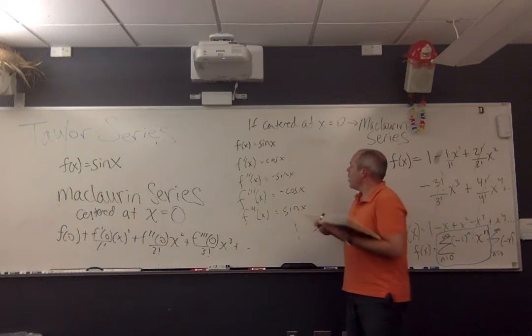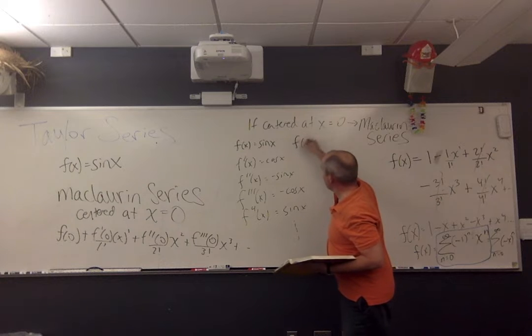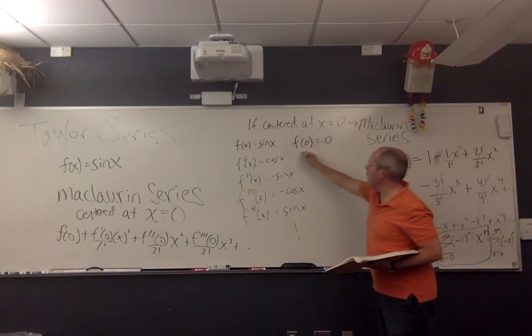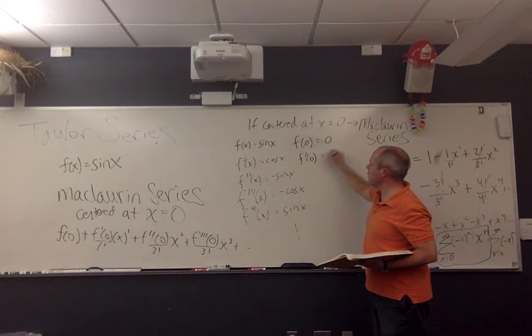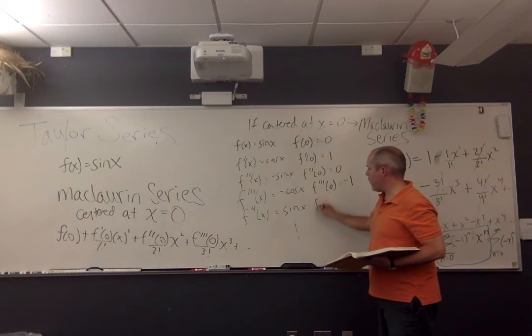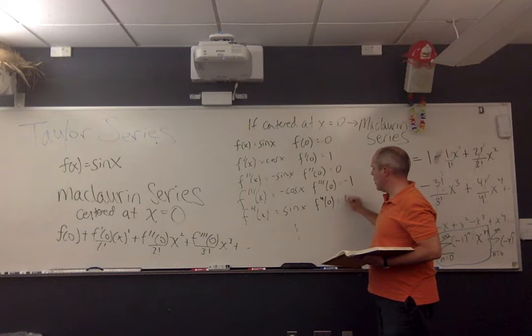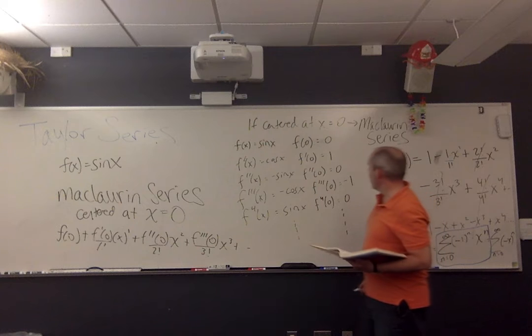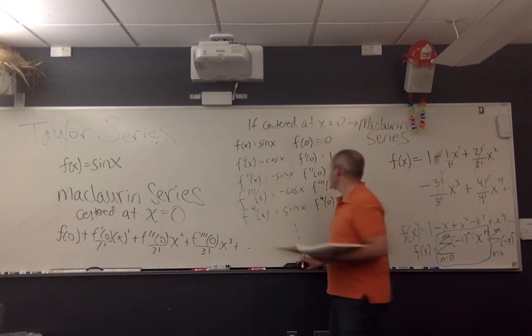Now, what's f of 0 here? It's going to be 0. Sine of 0 is 0. Good. F prime of 0: cosine of 0 is 1. F double prime of 0 is 0. F triple prime of 0 is -1. F the fourth of 0 is 0, and it's just going to keep repeating. Isn't that like an oscillating thing? No, because this is just the coefficients.